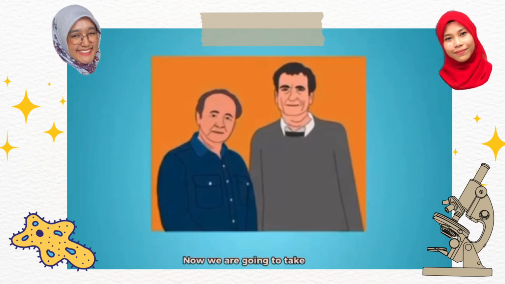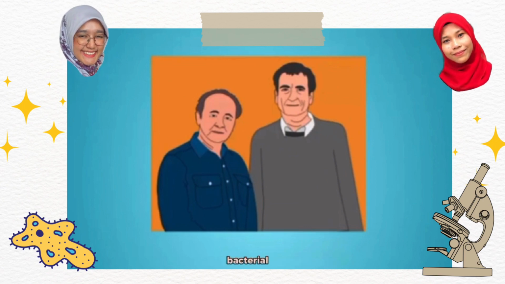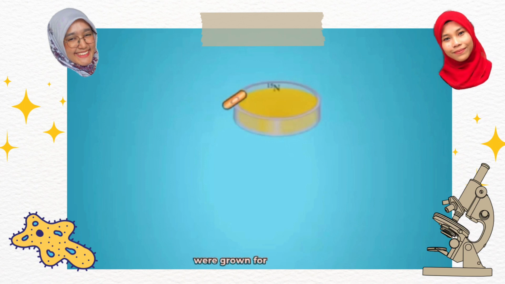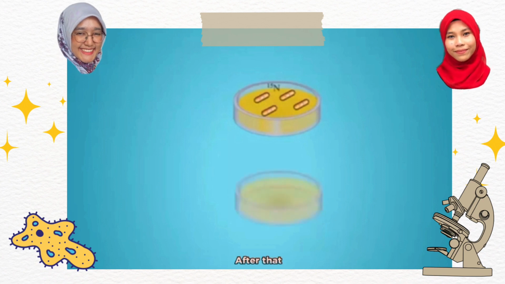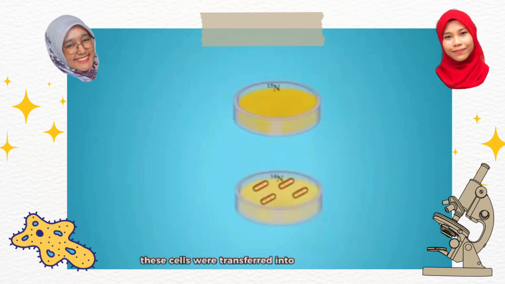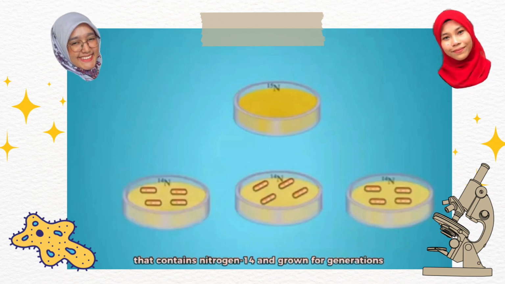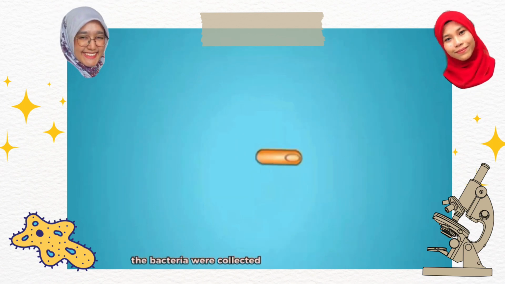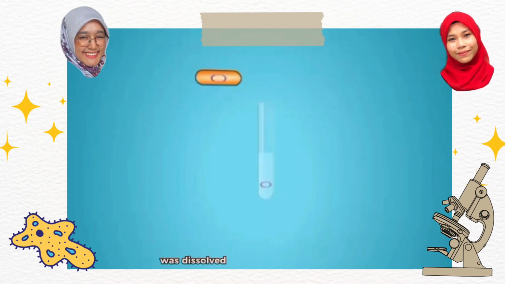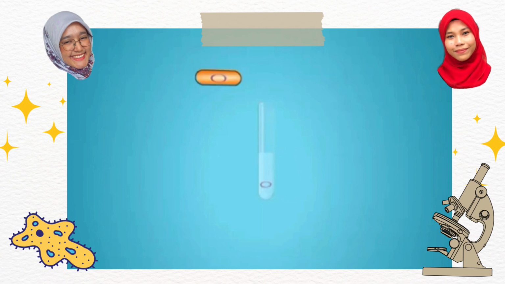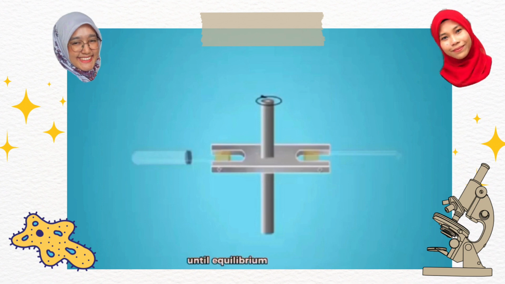Now we are going to take a look at the methods of the experiment. In the experiment, bacterial cells, which are E. coli, were grown for generations in a heavy medium containing nitrogen-15. After that, these cells were transferred into a lighter medium that contains nitrogen-14 and grown for generations. Next, the bacteria were collected and the DNA was isolated. The DNA was then dissolved in a cesium chloride gradient. The tubes were then centrifuged at 100,000 g until equilibrium was reached.